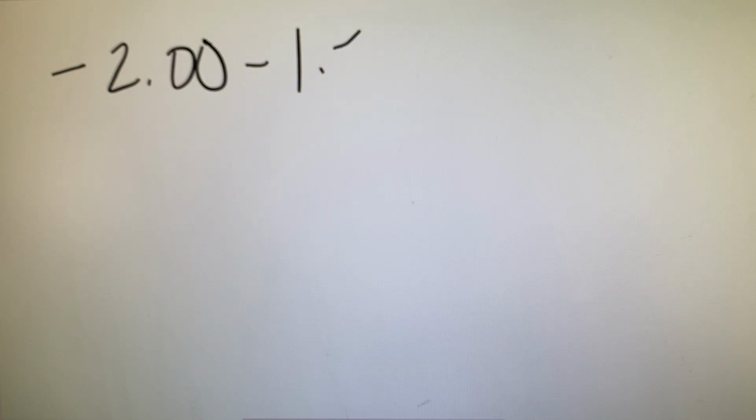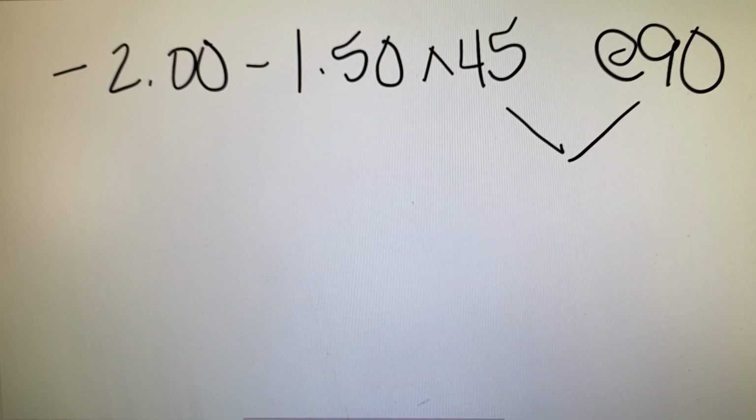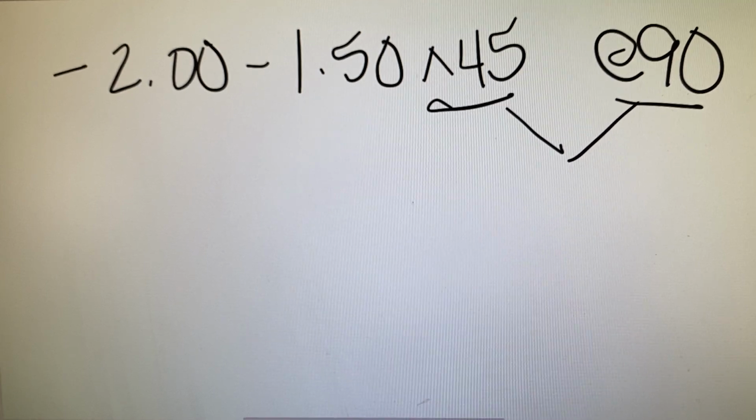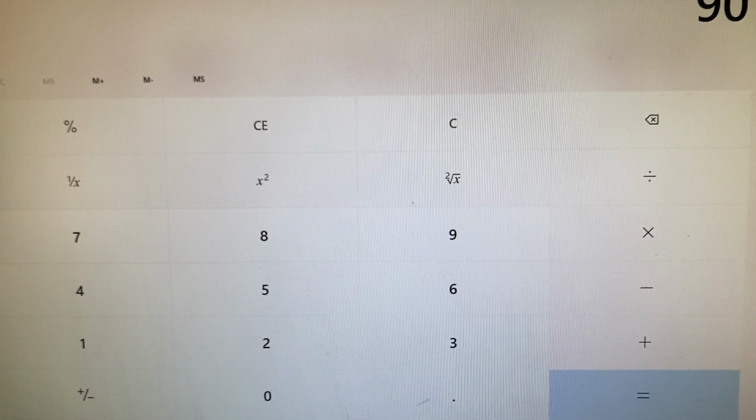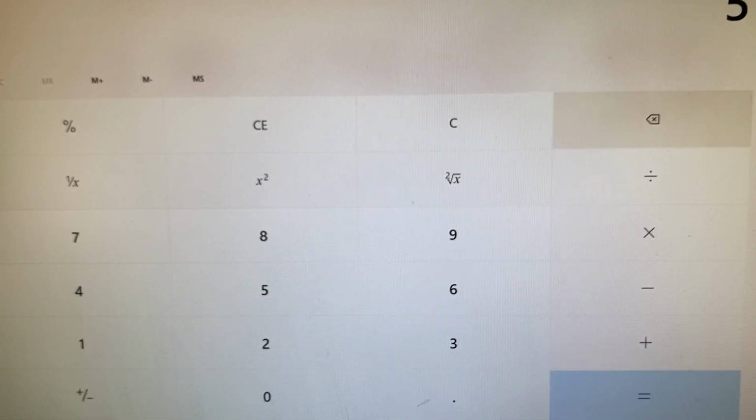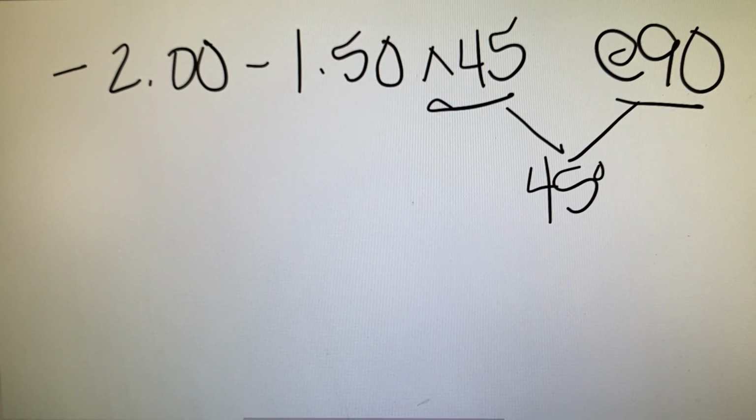Number 12. So we've got -2, -150 at 45. They want to know what it is at 90. Step 1, remember, how far away is our given from our requested? I'm going to grab that calculator. 90 minus 45 equals 45. So we're 45 degrees away.